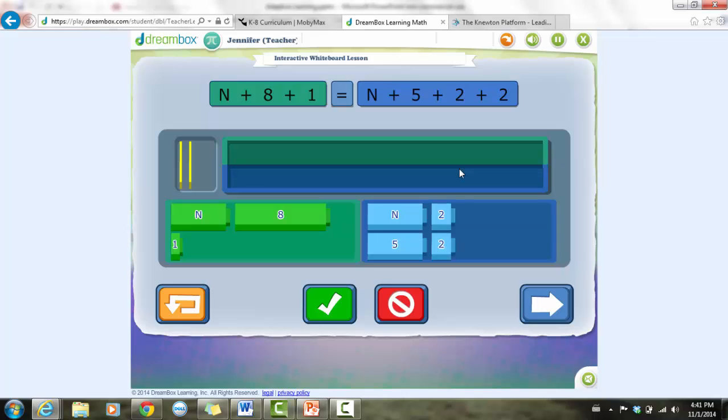Is the equation true or false? Click a button to answer. Use the blocks if you aren't sure.